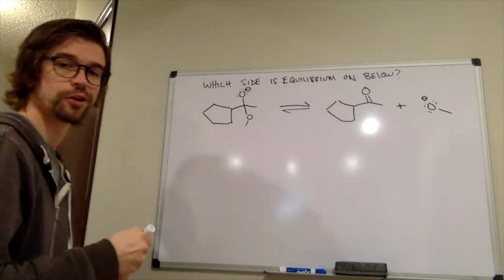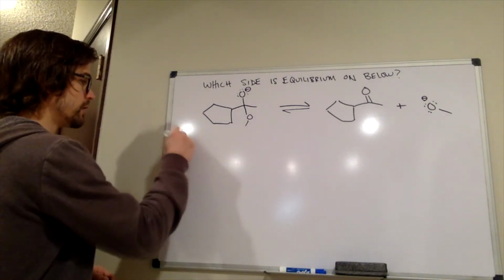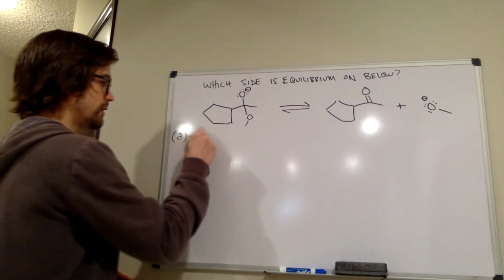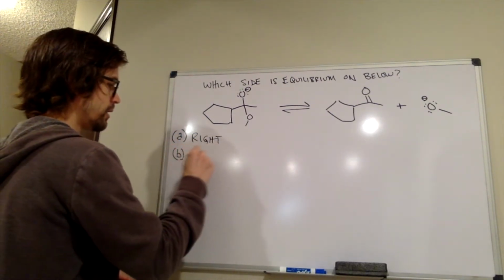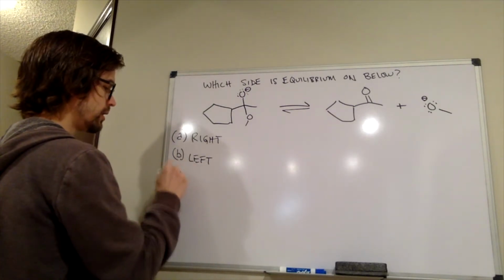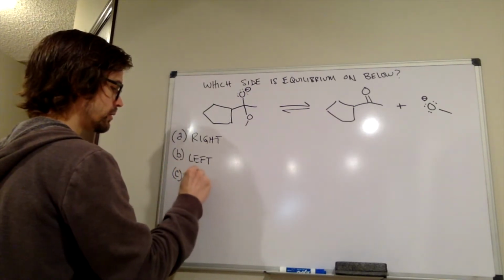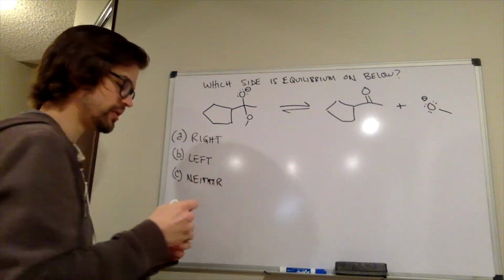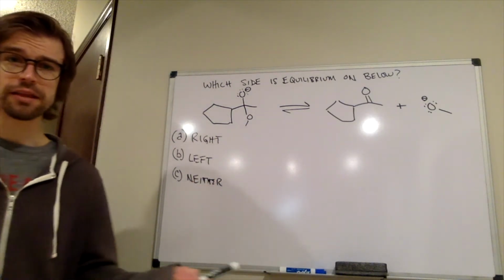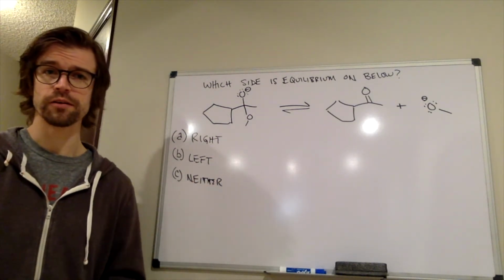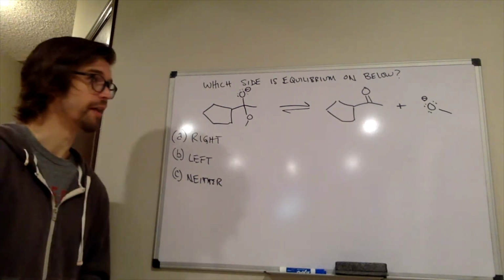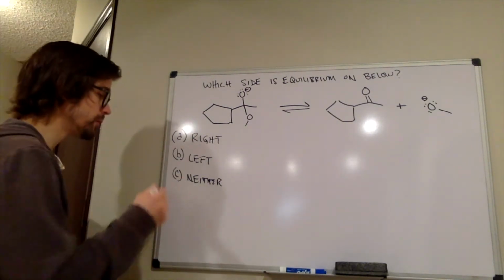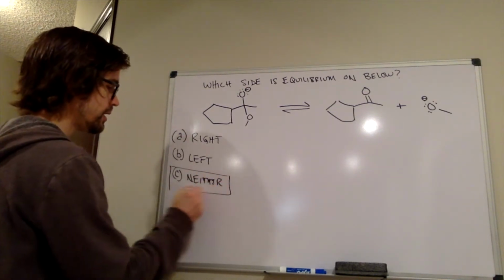favored? So in class, we would have done it as a clicker. Is it the right side? Is it the left side? Or is it neither? So it would be about 50-50 if it's C. So take a minute, think about that. Pause the video, decide for yourself. All right, you've done that. Hopefully, most of you said neither.